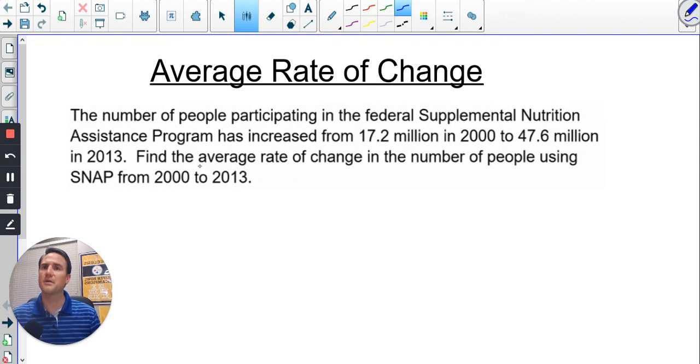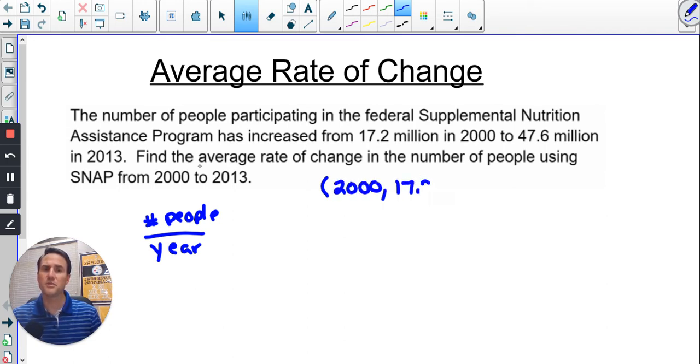We're trying to figure out how many people it is changing per year. All right, so that's telling me that when I calculate my slope, it's the number of people per year. Okay, and that's kind of the same thing as the rise versus the run of a graph. So when we think about this information here, we can think of it as an ordered pair. The first ordered pair would be the year 2000 has 17.2 million people on food stamps, and the second ordered pair would be the year 2013, and then 47.6 million people.